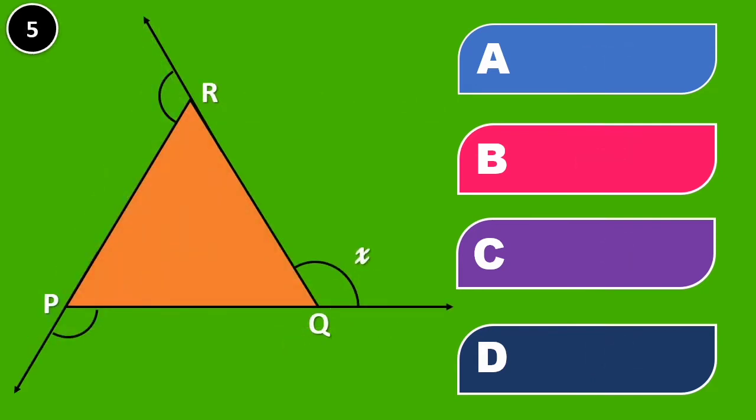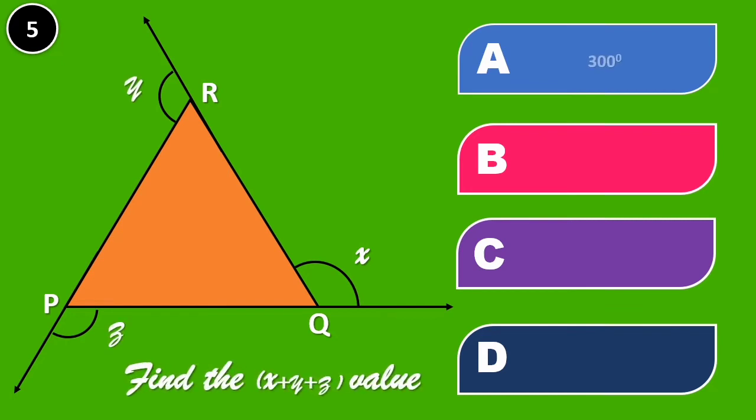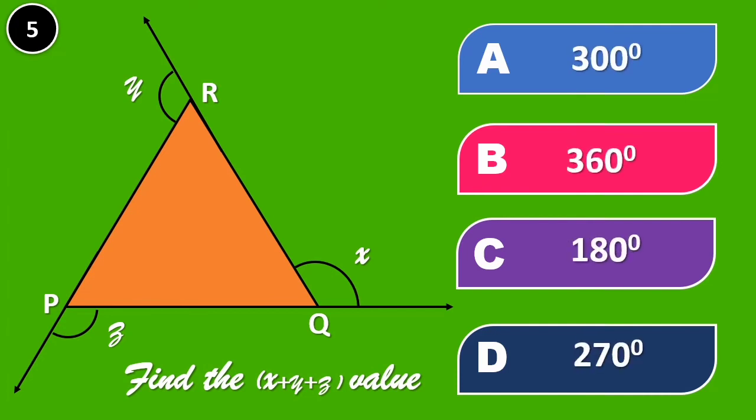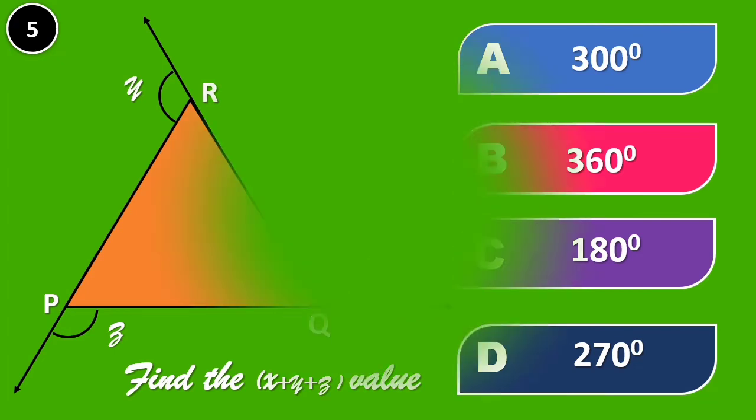In triangle PQR, the three exterior angles are angle X, angle Y, angle Z. Find X plus Y plus Z. Options: 300 degrees, 360 degrees, 180 degrees, 270 degrees. Please choose the correct answer.